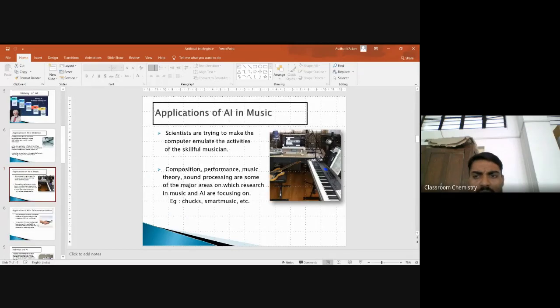Then application in music. Nowadays there is too much development in the music field. Scientists are trying to make the computer emulate the activities of skillful musicians. Compositions, performance, music theory, and sound processing are some of the major areas on which research in music and artificial intelligence is focusing.